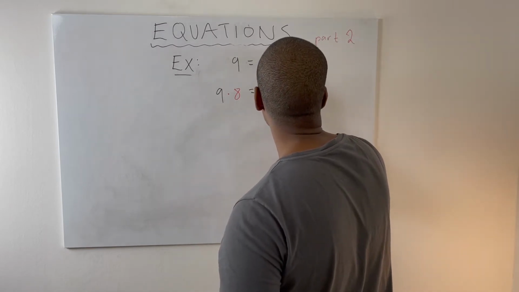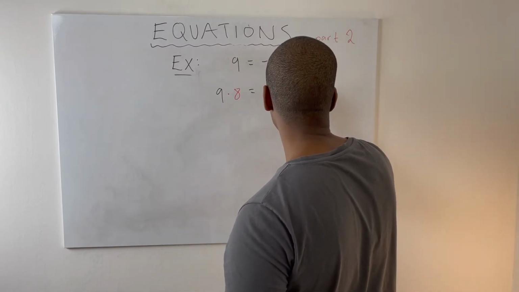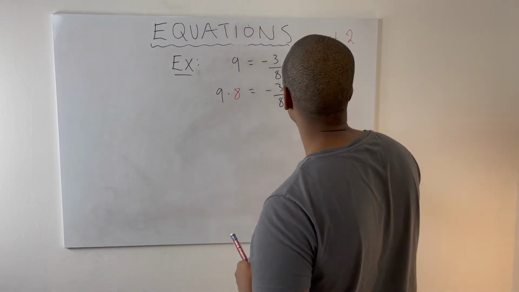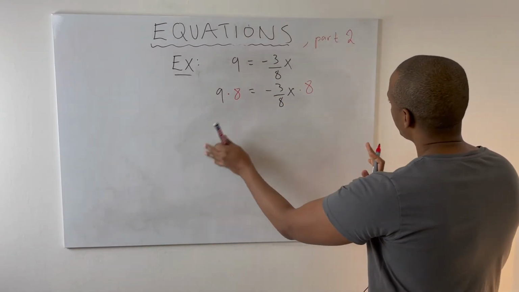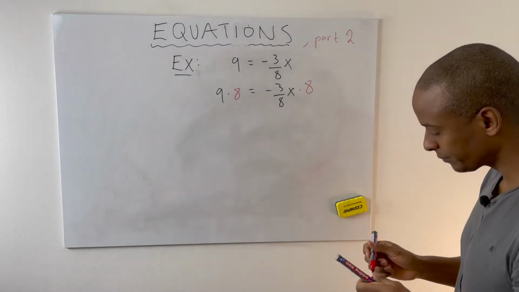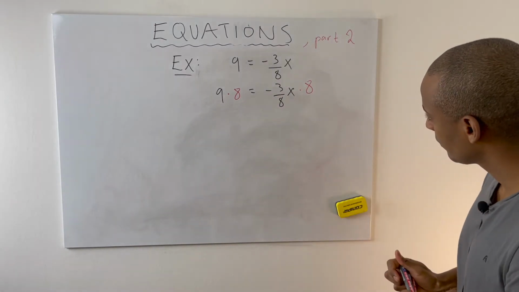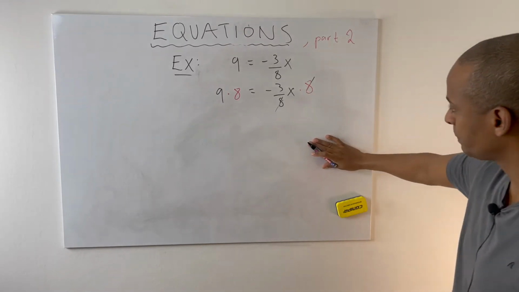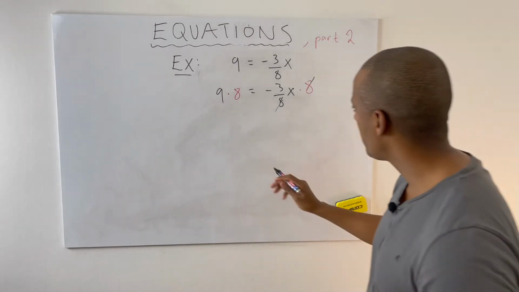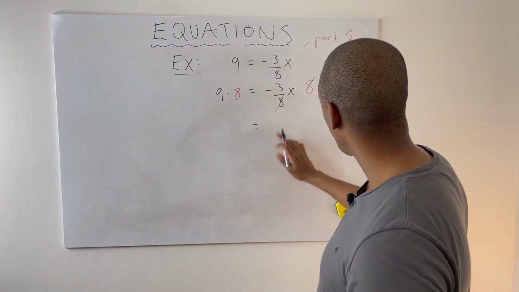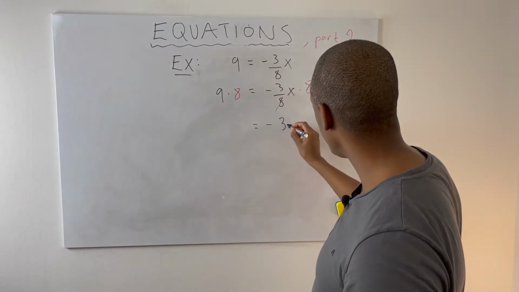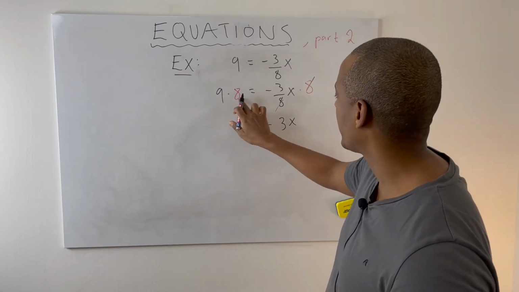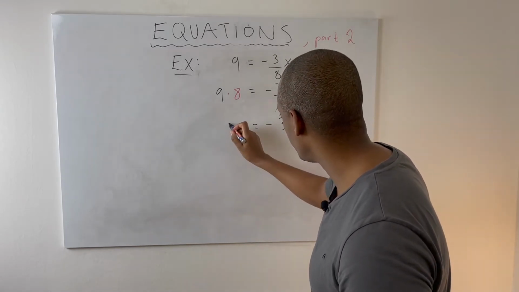And then here we have minus 3 divided by 8, x, right? And we're gonna multiply that with 8. So we multiply the left-hand side and the right-hand side with 8. Now, these two things, they cancel out. And we remain here with only minus 3x. On the left-hand side, we have 9 times 8. That's equal to 72.